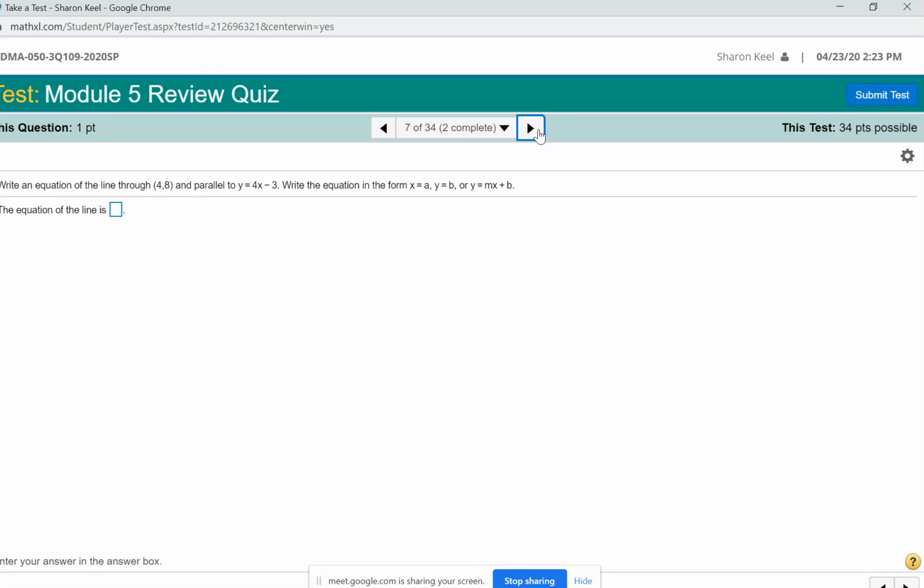Write an equation of the line through the point (4, 8) and parallel to y = 4x - 3. Write the equation either as x equals, or y equals mx plus b. So that means we're going to leave it in the slope-intercept form of the equation. Okay, so let me jot down what we're doing here. This relates more to section 7, where we're talking about parallel and perpendicular lines, and how to write equations when you're given a point and a slope, or if you're given 2 points and you calculate the slope. Okay, so let's write down our information.